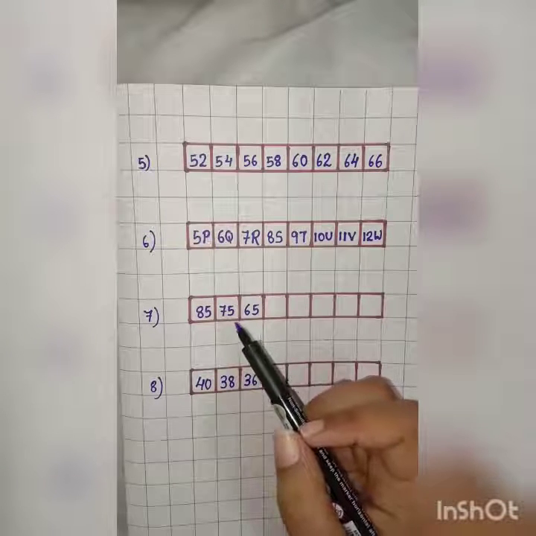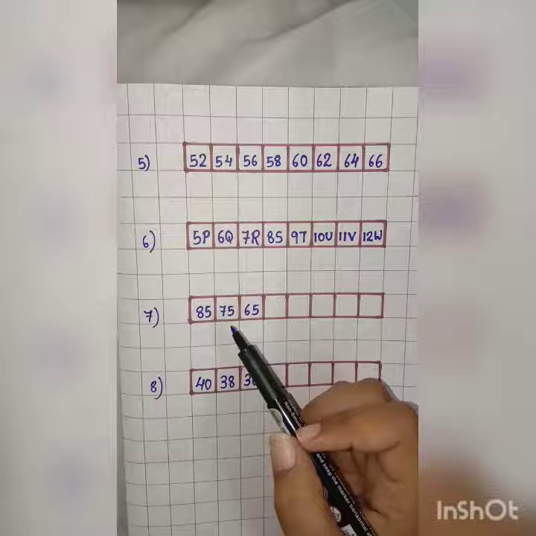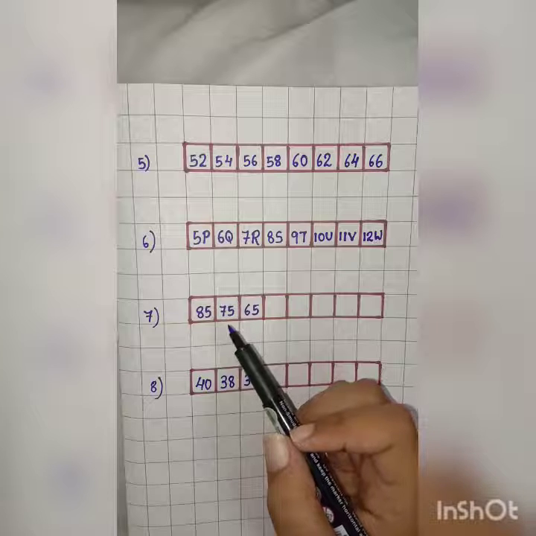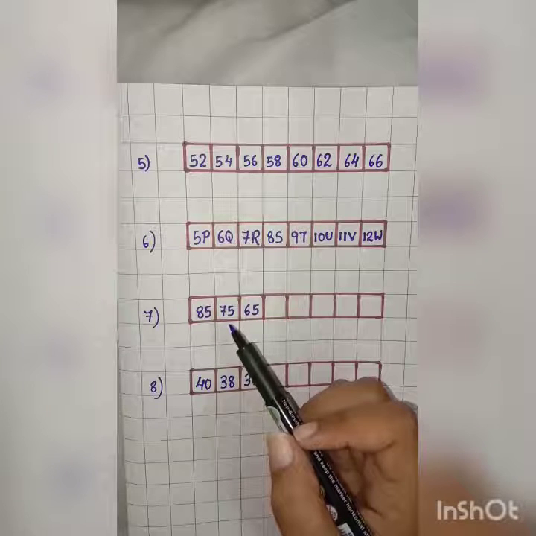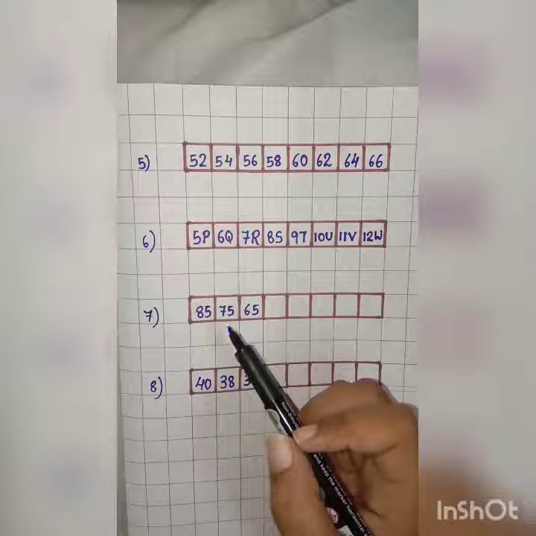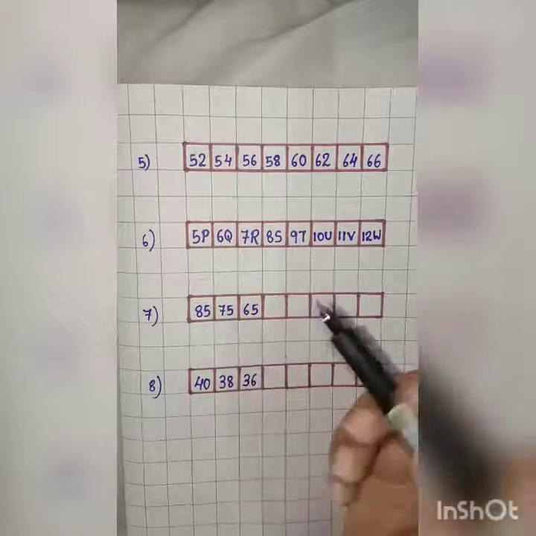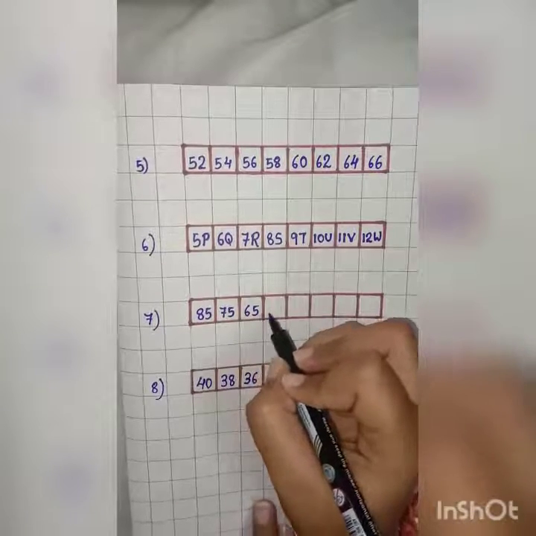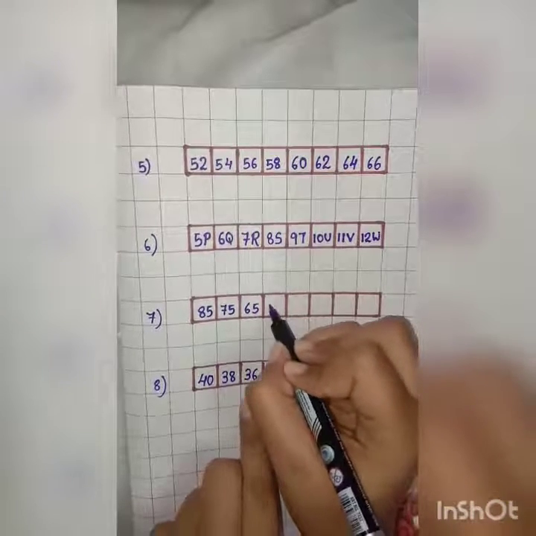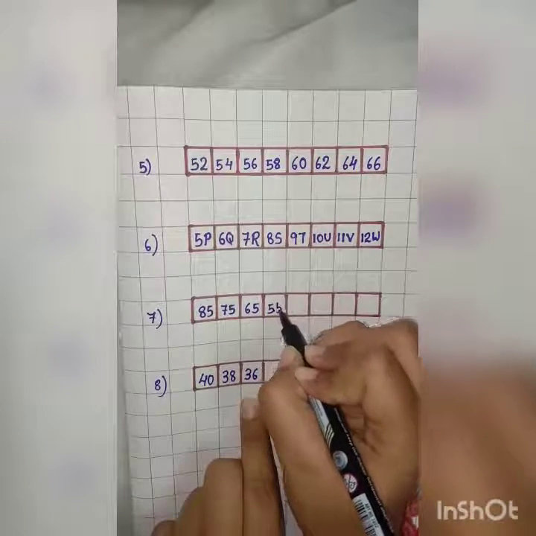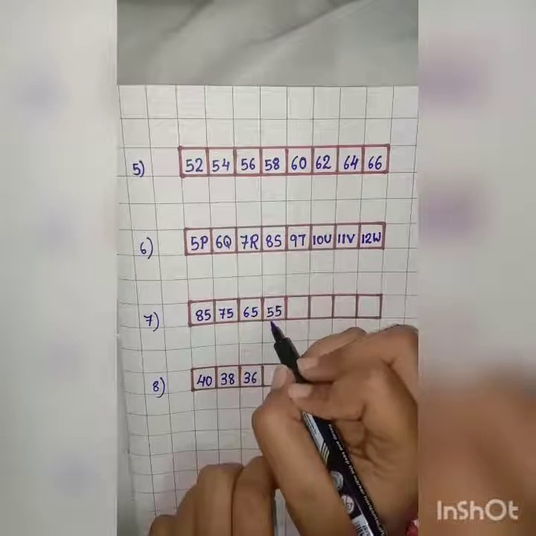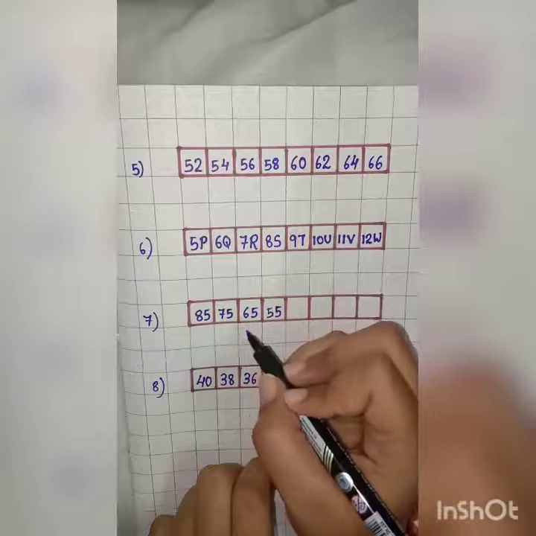Now tell me what we are supposed to do first. Yes, we have to change only the first digit. And after that, do we have to change the ones digit? No. So, what is our next number? Yes, 55. Because 5 is the backward number of 6.